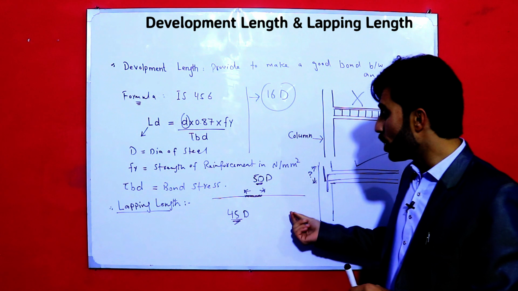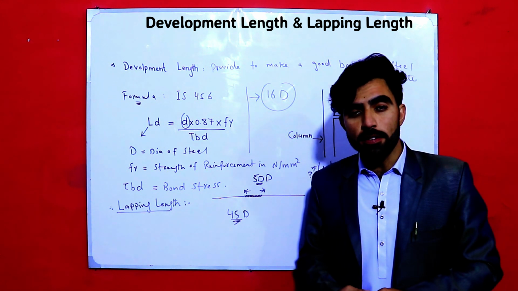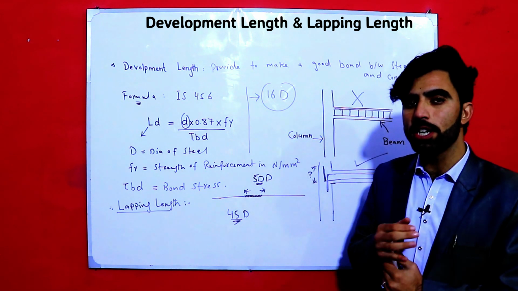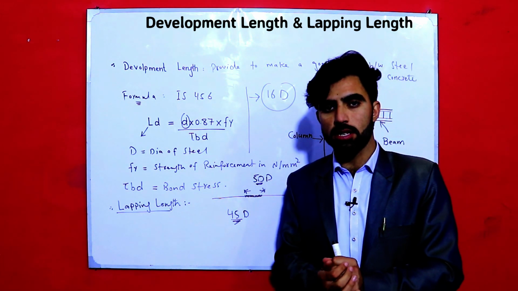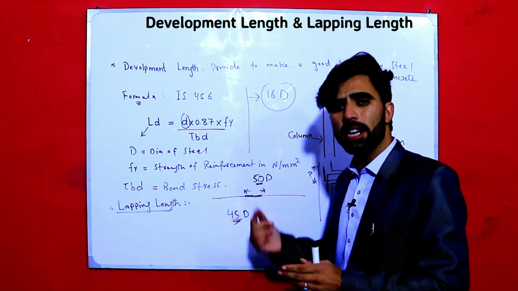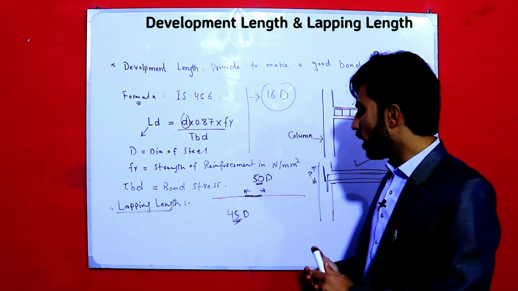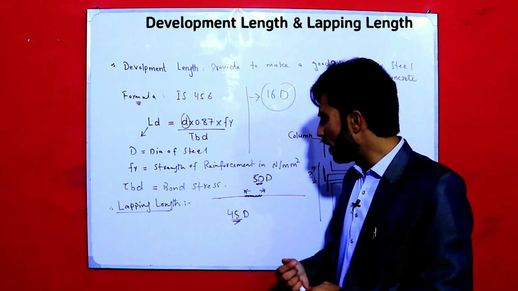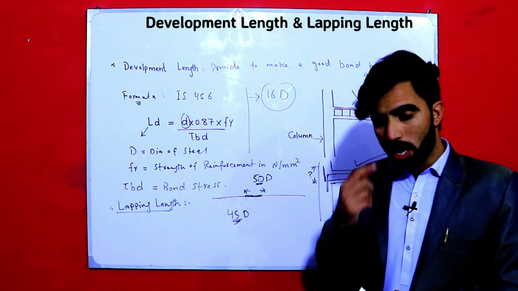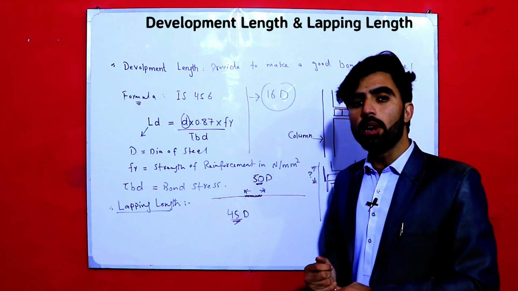But also you can use 50D for M15 and also for M20 grade of concrete, because we have different grades of concrete, and for different grades of concrete, we have different lapping length. So therefore, it should be minimum 45D, and you can also keep 50D. Okay. Also, you can provide it for column or for slab.